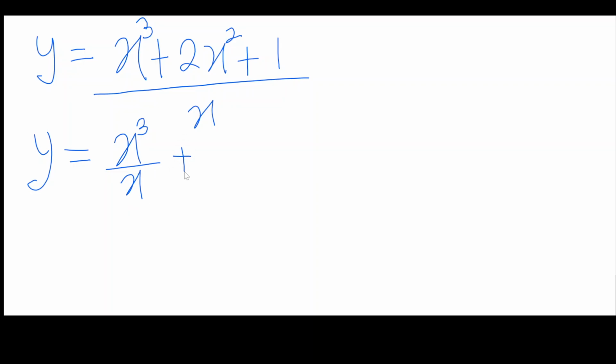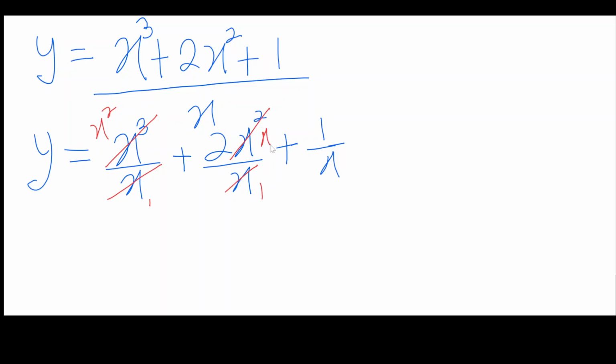So plus, so we have 2x squared divided by x, then plus 1 also divided by x. And from here, we know that x here is going to be 1. Then x in x cubed is going to give us x squared. We have x here is going to be 1. And we have x in x squared is going to give us x.